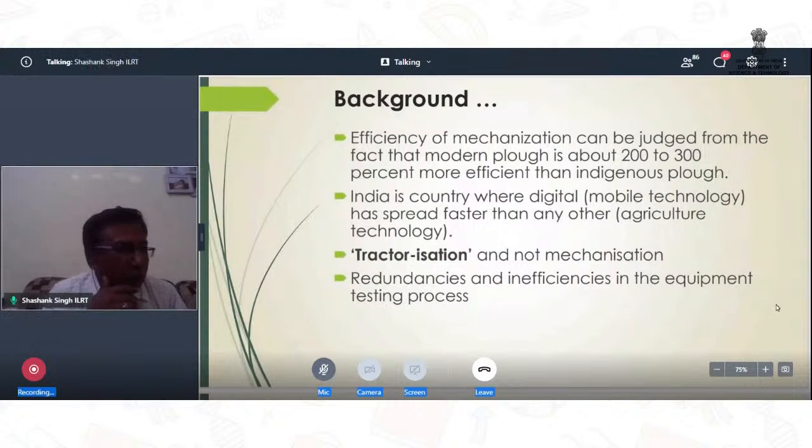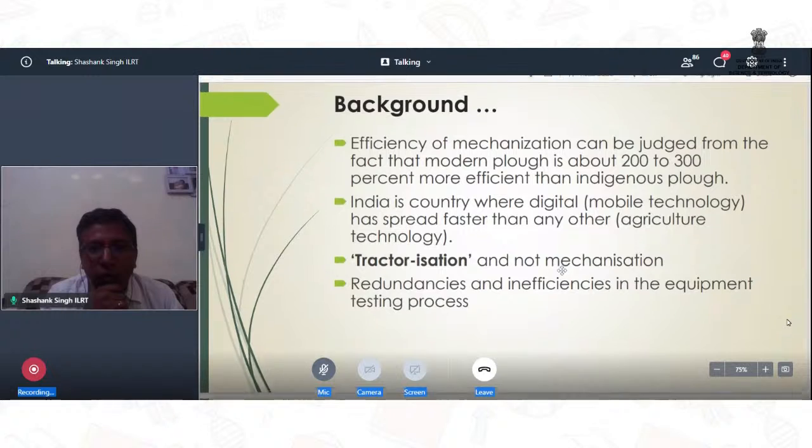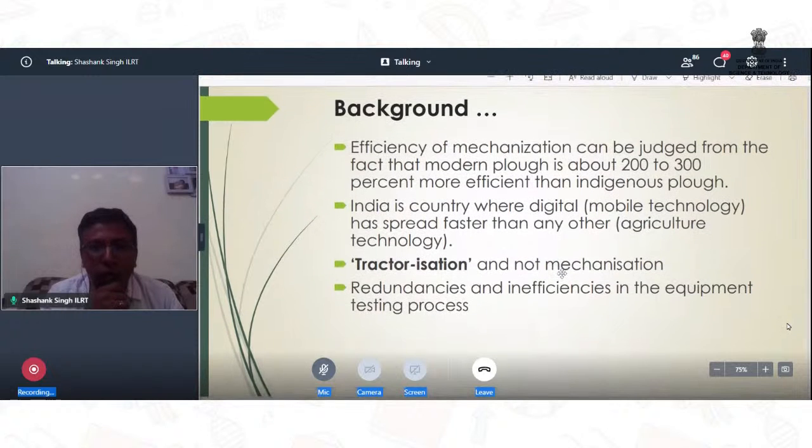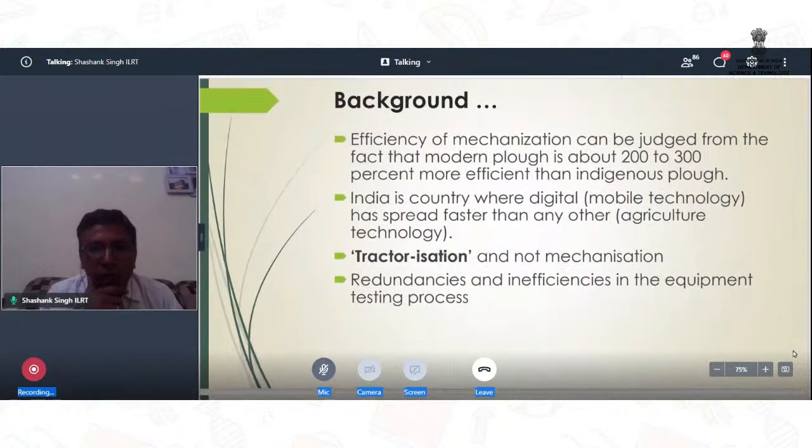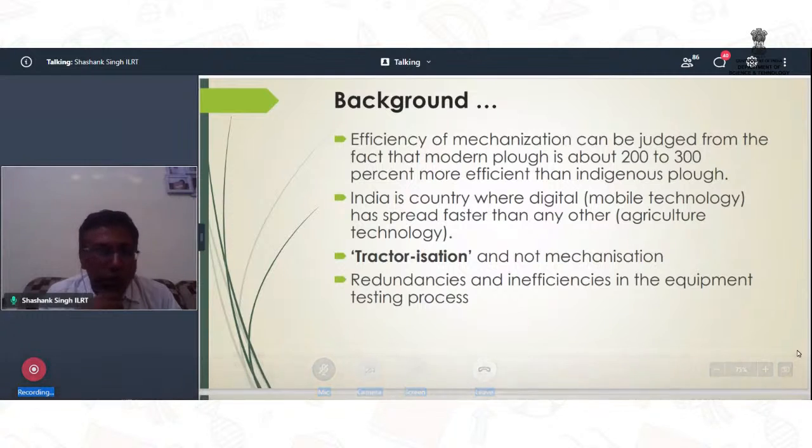So why is it important? Because traditionally it has been happening for so many years, but with the use of modern tools, the efficiency goes very high. For example, the use of the moldboard plow or the disc plow increases the efficiency by 200 to 300%.